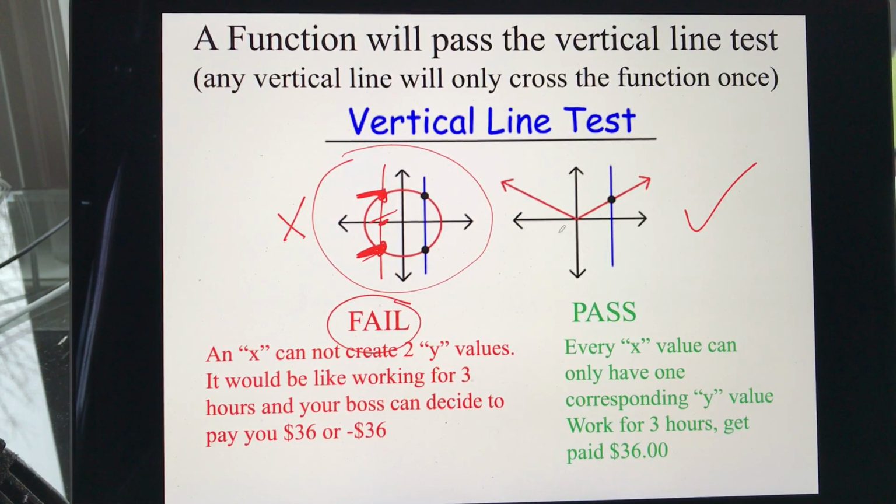This passes. Anywhere along this function, if I draw a vertical line, I'm only hitting it at one spot every time. Here one spot, here one spot, there one spot, and so on. Every x value can only have one corresponding y value. So for example, if you work your 3 hours here, you get paid exactly $36. There's no other value along that line.